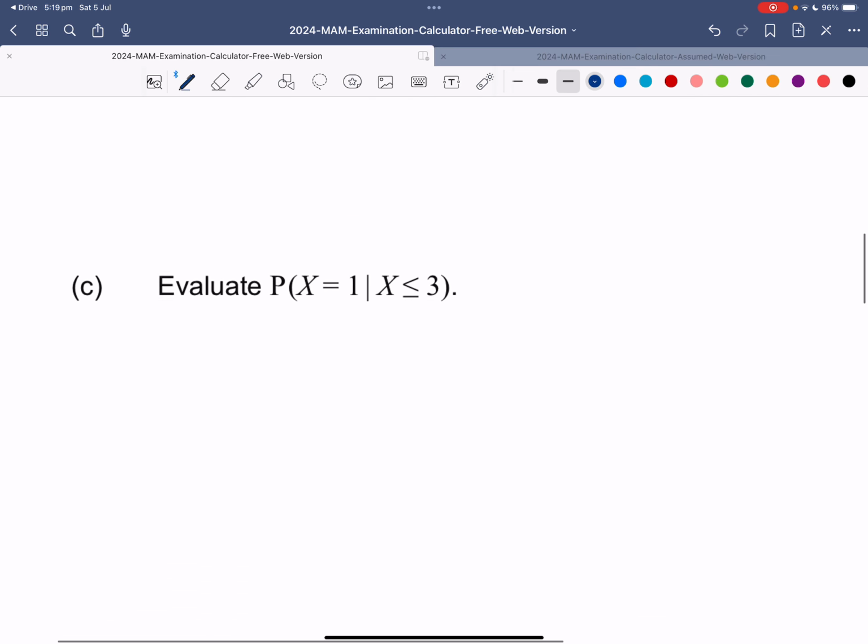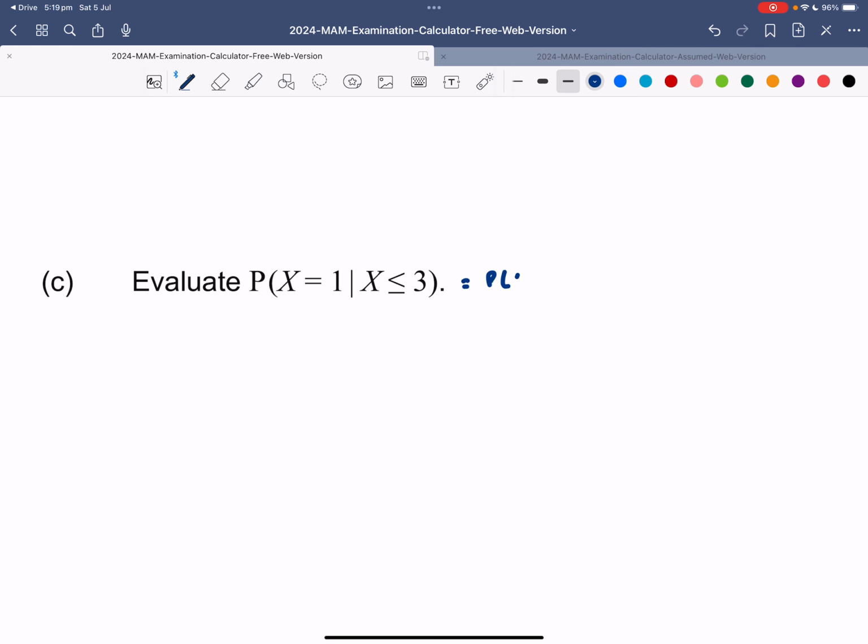And the next one: the probability that x equals 1, given that x is less than or equal to 3. So this is conditional probability. We want the intersection of x equals 1 and, at the same time, x is less than or equal to 3, divided by the probability that x is less than or equal to 3.